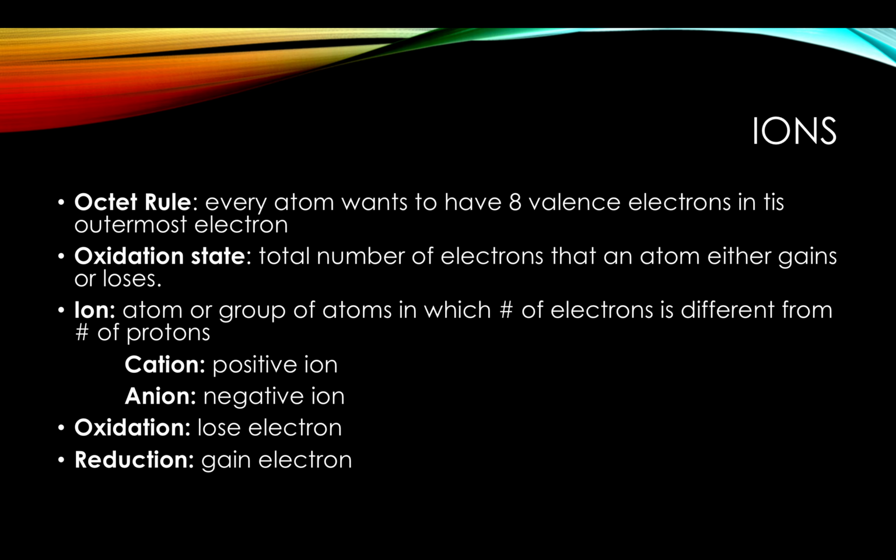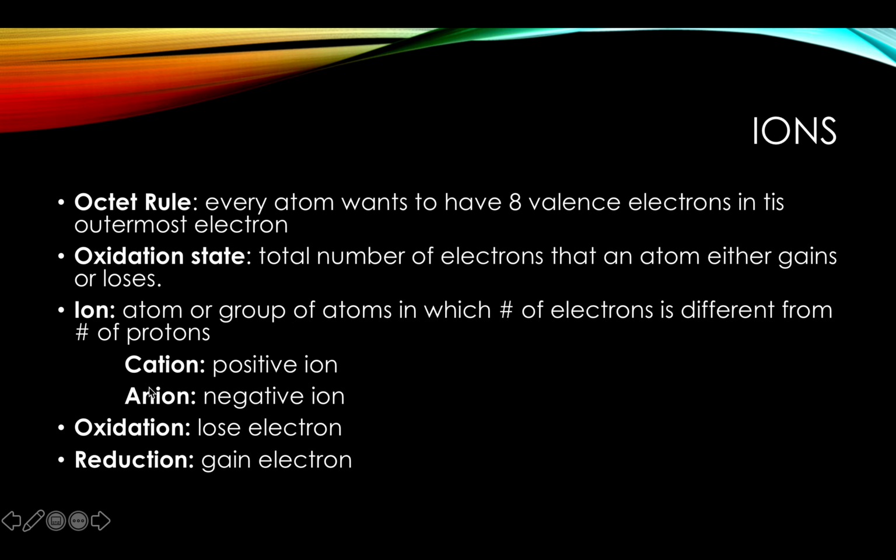Next is ions. One is the octet rule, which I already mentioned previously, which is having a maximum of 8 valence electrons in the outermost electrons. I meant to say its, but I spelled it wrong on there. The oxidation state means the total number of electrons that an atom either gains or loses. That relates to ions, which are atoms or groups of atoms in which the number of electrons is different from the number of protons.